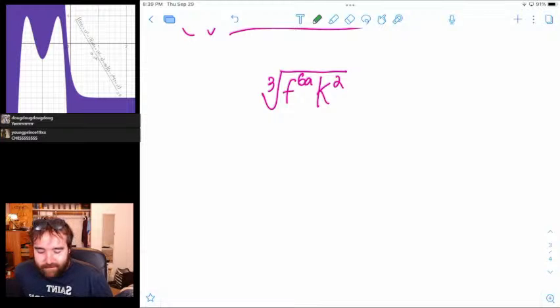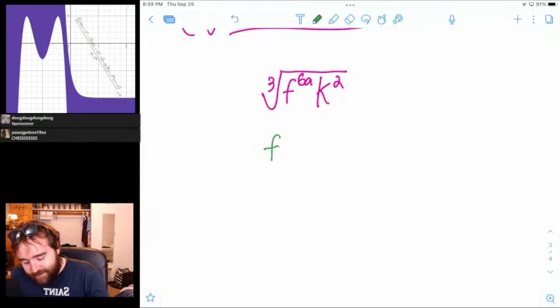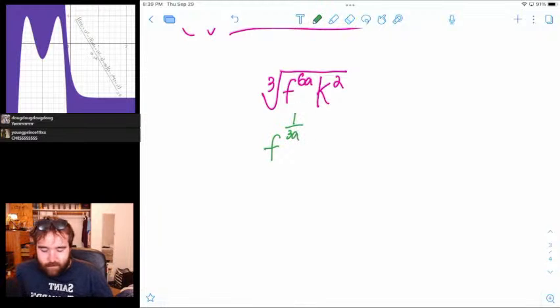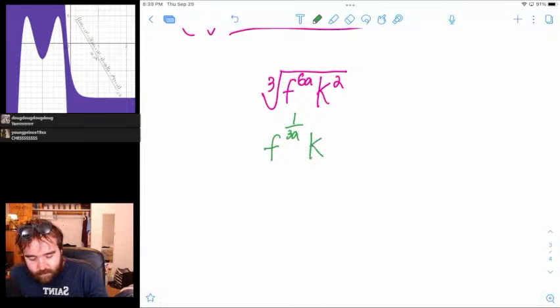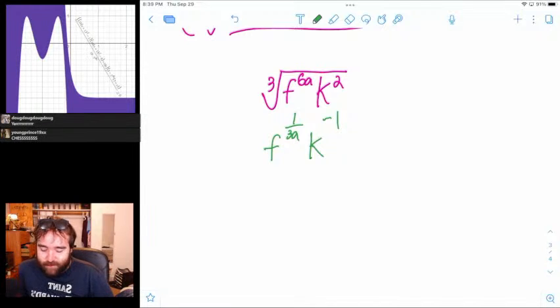The first answer is, oh God, I don't like this font. f to the 1/3a. No, the a is in the denominator. So 1 over 3a. And then times k to the -1 power. Whoa. I'm probably saying that wrong. No, that's fine. k to the negative 1. Yeah, that's what I would say.